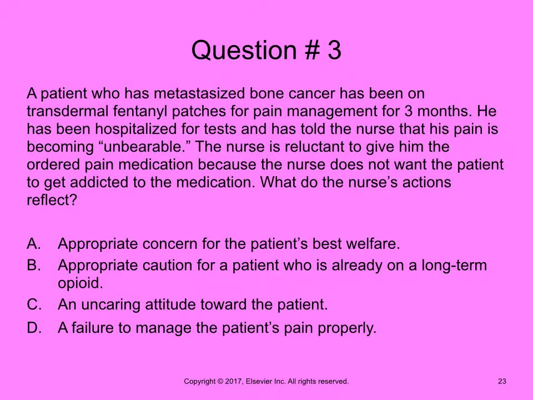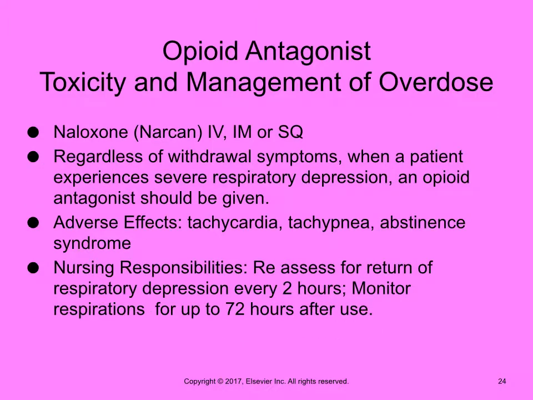This question: the patient has metastasized bone cancer, has been on fentanyl patches for pain management for 3 months, has been hospitalized for tests, and told the nurse that his pain has become unbearable. The nurse is reluctant to give him the ordered pain med because the nurse does not want the patient to get addicted. What do the nurse's actions reflect? And that would be D, the undertreatment or failure to manage the patient's pain properly. Patients with severe pain, especially metastatic pain or bone pain, need higher and higher doses of analgesic. And the nurse is responsible for ensuring the patient receives adequate pain relief.